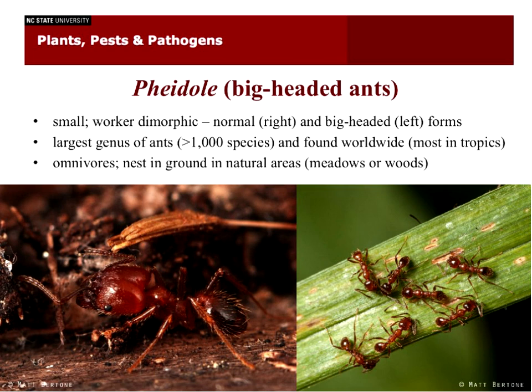Fairly difficult to identify otherwise. But if you get one of those books, you should have no trouble doing it. They are omnivores as well, and they nest in ground in natural areas, in meadows or in woods. So these were both taken in my garden at home, this one on a daylily, and this one just on the retaining wall of the garden.